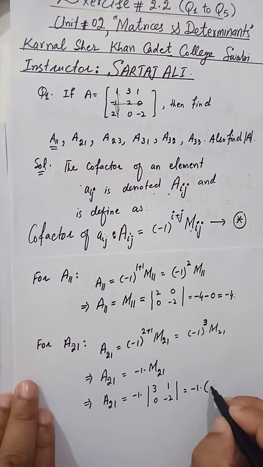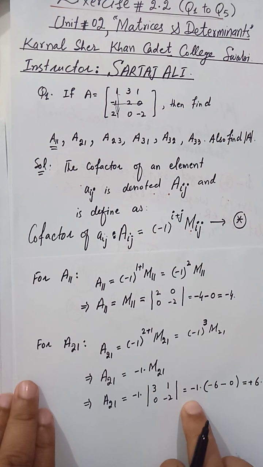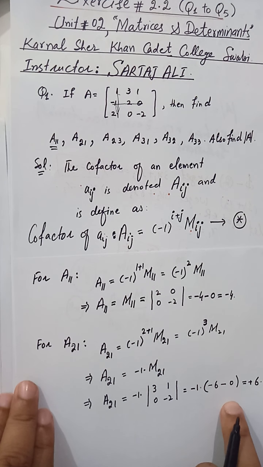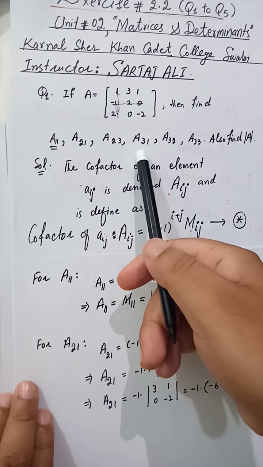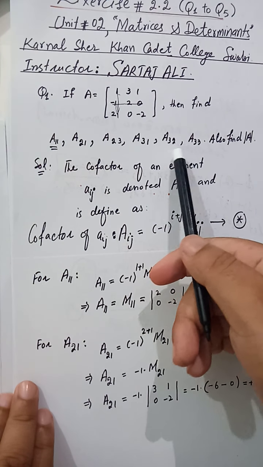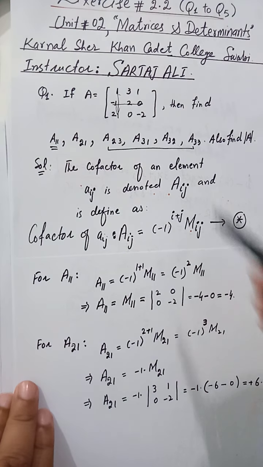Now this is a 2 by 2 matrix. So you need to multiply the diagonals minus the non-diagonals. From here you will get plus 6. This is minus 6 and minus 1, so you will get plus 6. So this is A21. Similarly, you need to calculate the rest of the cofactors A23, A31, A32, A33. This is an assignment for you. You will apply the same procedure.